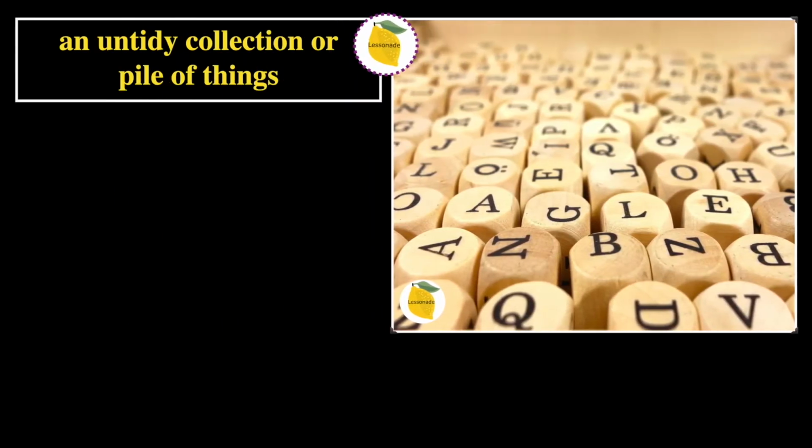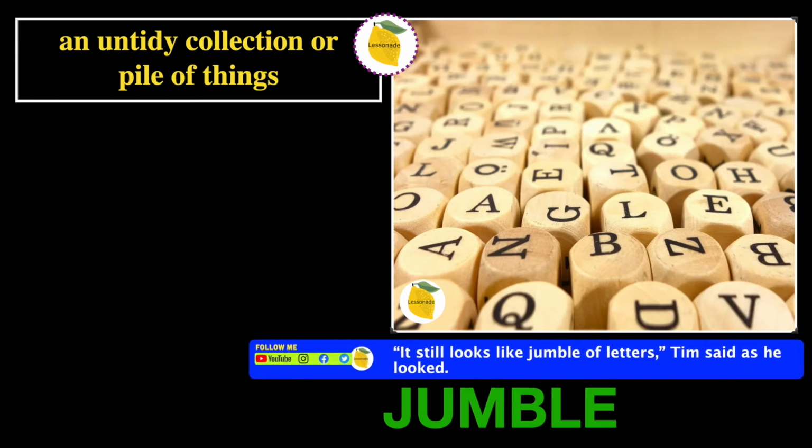Next one is an untidy collection or pile of things. In this picture, we can see an untidy collection or a pile of letters. And therefore, the word will be jumble. And the sentence for this word is, it still looks like a jumble of letters, Tim said as he looked.